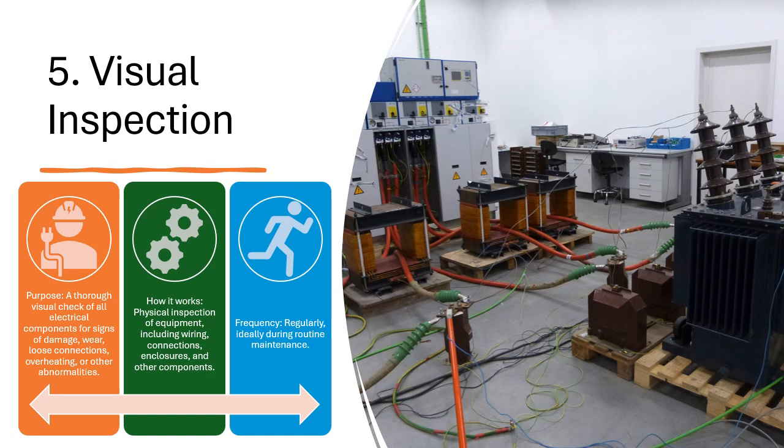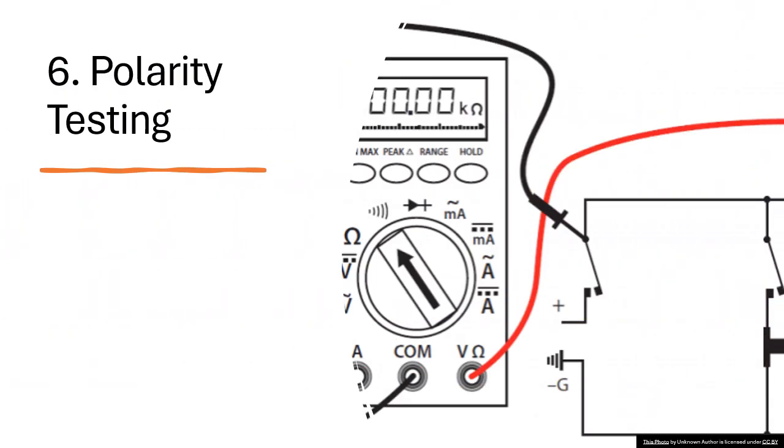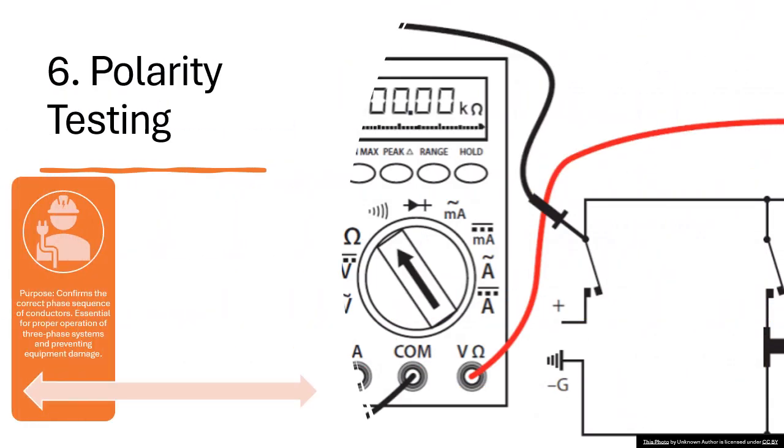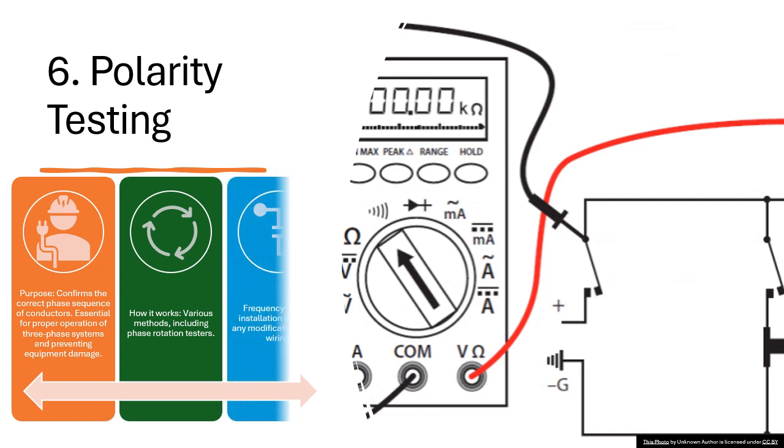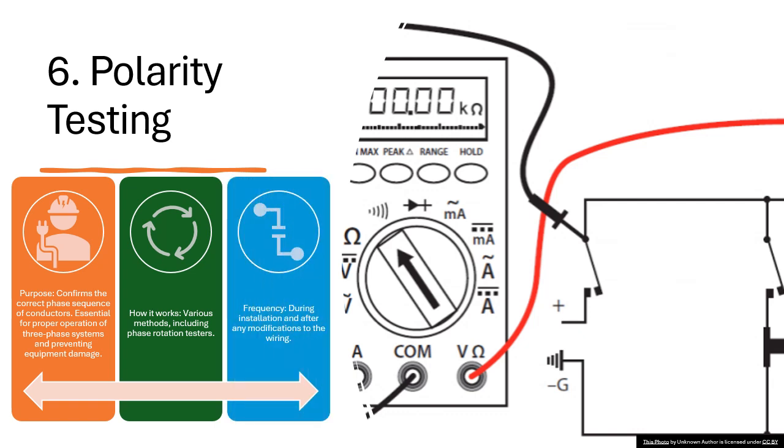6. Polarity testing. Purpose: confirms the correct phase sequence of conductors. Essential for proper operation of three-phase systems and preventing equipment damage. How it works: various methods, including phase rotation testers. Frequency: during installation and after any modifications to the wiring.